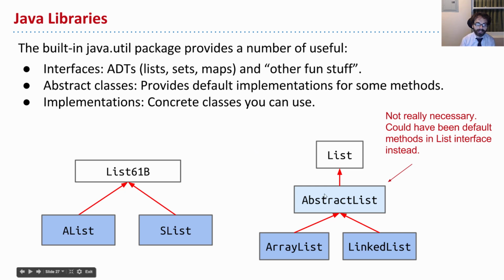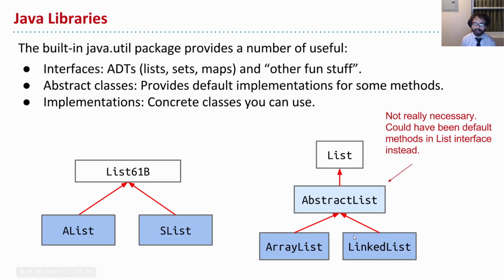It also has some abstract classes, which give default implementations for methods, just like how we had in List61B. This had a default print method. AbstractList has a bunch of things, okay? And then finally, the thing you care about most, it has some concrete classes, some actual specific implementations. You can say like new ArrayList, new LinkedList, and produce them. Okay? These can be instantiated.